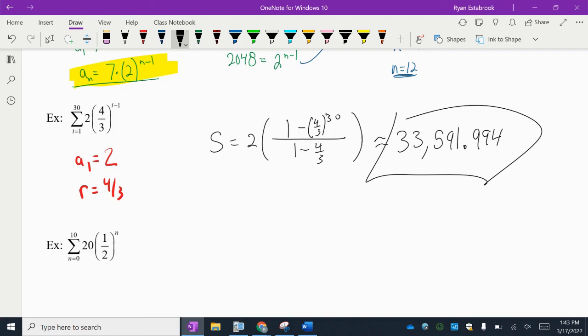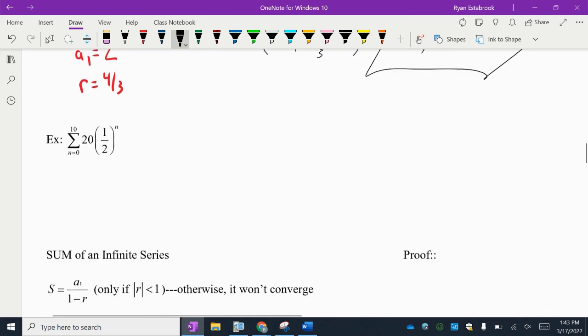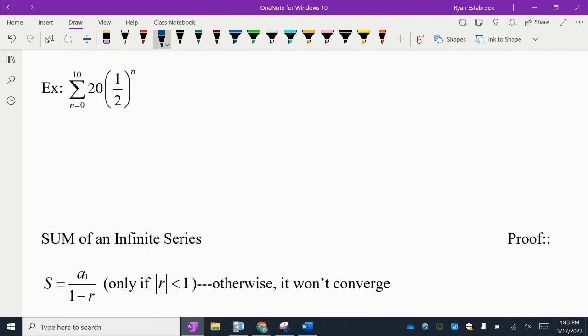So again, know how to use those formulas. I anticipate that this one will be provided for you, but know what it is, know how to plug it in, know how to use it, know when to use it. All right, and then this is our last one. It looks like this. It's very similar to the previous one.